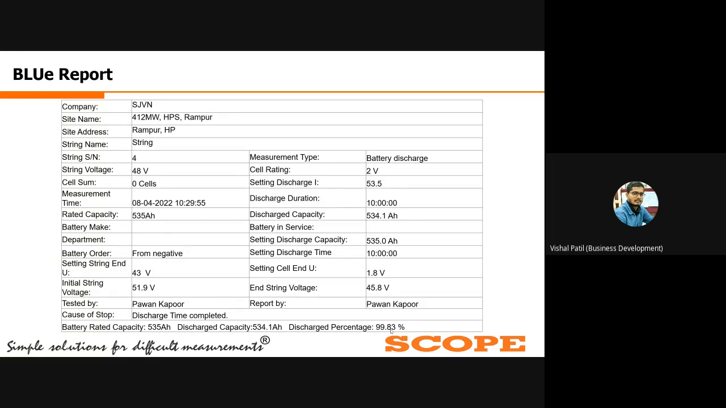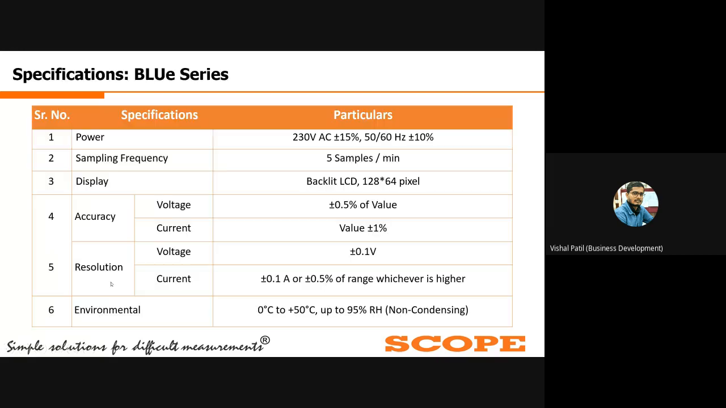This is the main purpose of our test, to get these particular results. In this report, you will also find the cause of stop. Since I have shown this example in which the discharge time has been completed, in this way you can create a report and submit it to your higher officials.